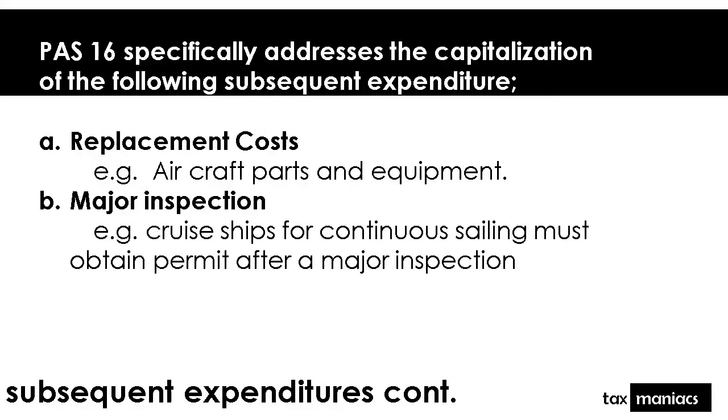PAS 16 specifically addresses the capitalization of the following subsequent expenditure. A. Replacement cost, examples are aircraft parts and equipment. And B. Major inspection. An example is a cruise ship, which for continuous sailing must obtain a permit after a major inspection.